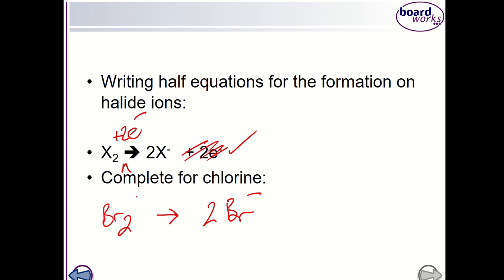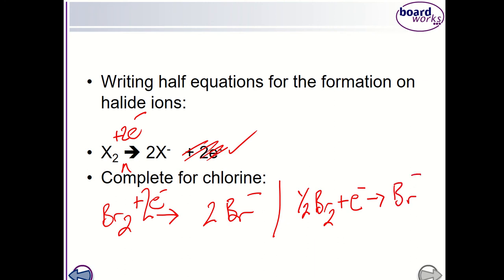What does it do to get that? It has to gain electrons, as we said on the last slide, but remember, it's going to have to gain 2 electrons. Now, the alternative way of doing that, if it's a diatomic, is to have half of a diatomic. So you could do half Br2 plus 1 electron goes to a bromide ion. Okay, either of those will be absolutely fine.